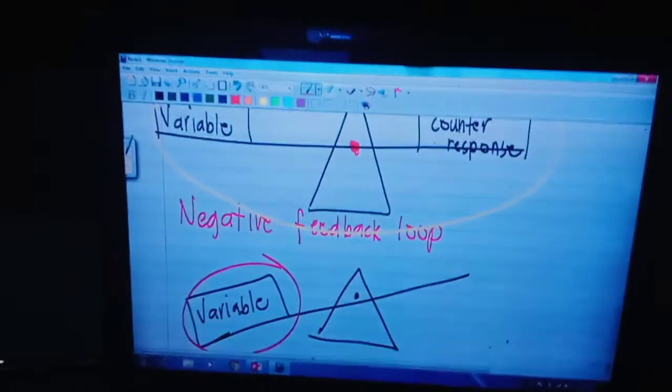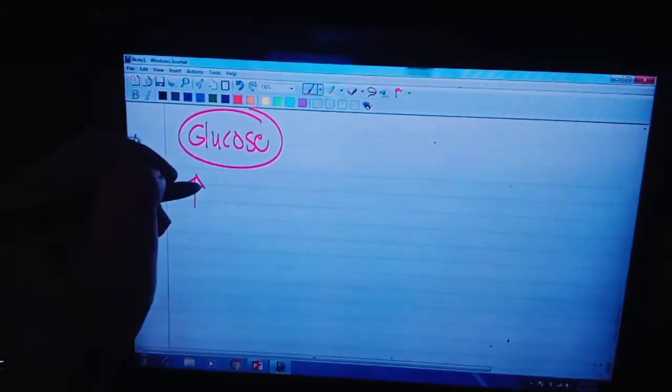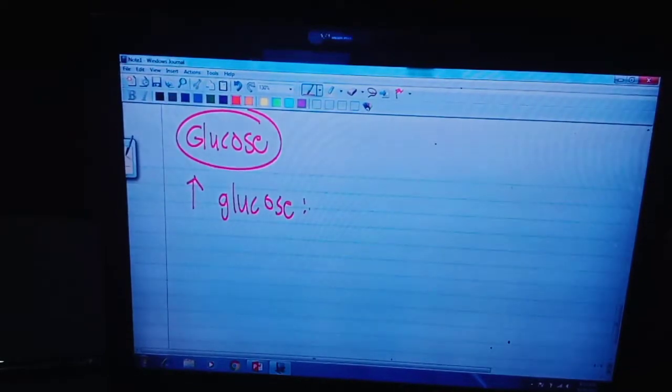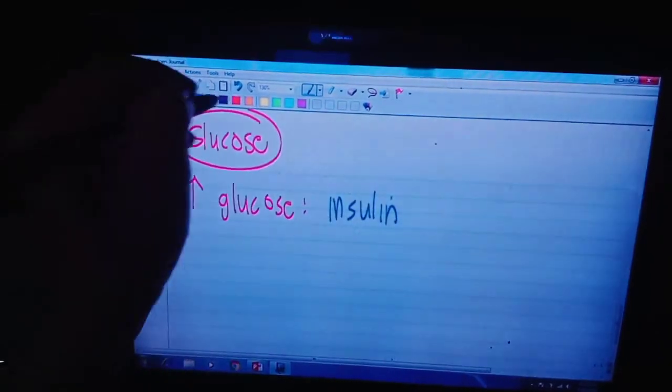Bibigyan pa kita ng isa pang example. Your glucose. O, ayan, your glucose, negative feedback din yan. Okay? This is also an example of your negative feedback. Negative feedback is also going on in the glucose, your blood sugar. Okay? Because when your glucose is too high, 'di ba? Kapag ang glucose mo is too high, your blood sugar is too high. Okay, what hormone is being released? Your insulin. Counter response, 'di ba?